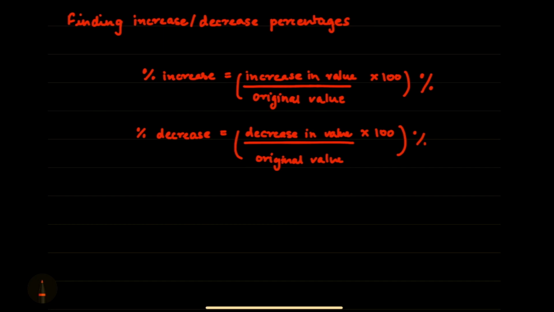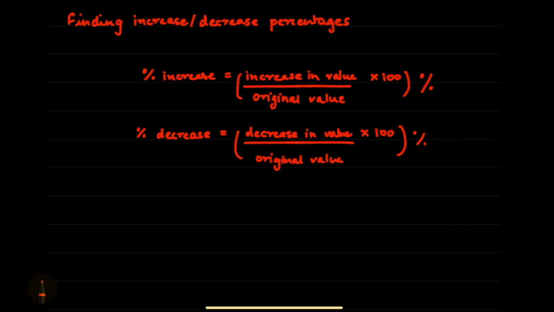Basically, the percentage increase in value can be found by dividing the difference of the original value and the new value, that is the increase in value, by the original value, and then multiplying the whole thing by 100. That will give us the increase percentage. Similarly, for the decrease in value percentage, we'll divide the decrease in value by the original value, and then multiply it by 100.